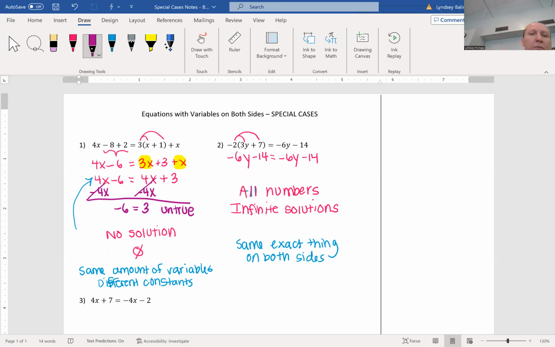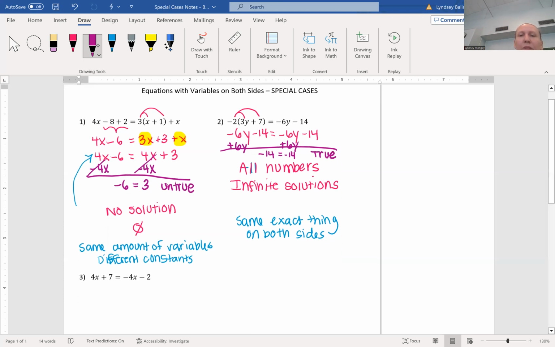If you kept going, what would happen is you'd add 6y to get our variables to the same side, and we would end up with negative 14 equal to negative 14, which happens to be true. Okay. So those are your two special cases, no solution and all numbers.